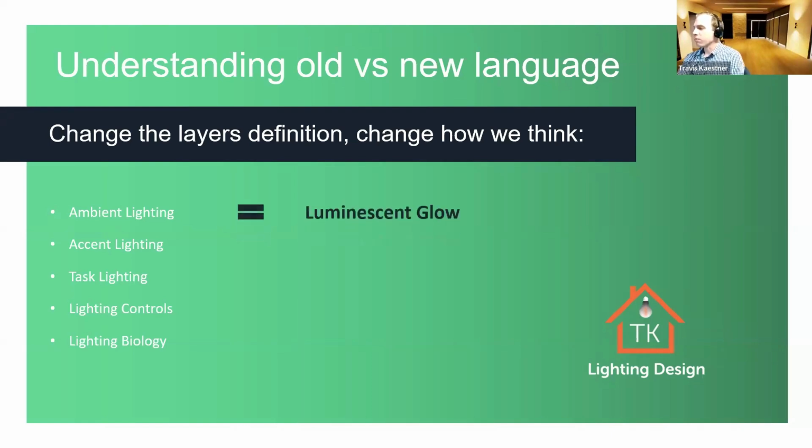Ambient lighting becomes luminescent glow, creating a glow within the space. Accent lighting is creating a feeling. You're trying to strive for a feeling. And I've pulled my hair out trying to do this too.